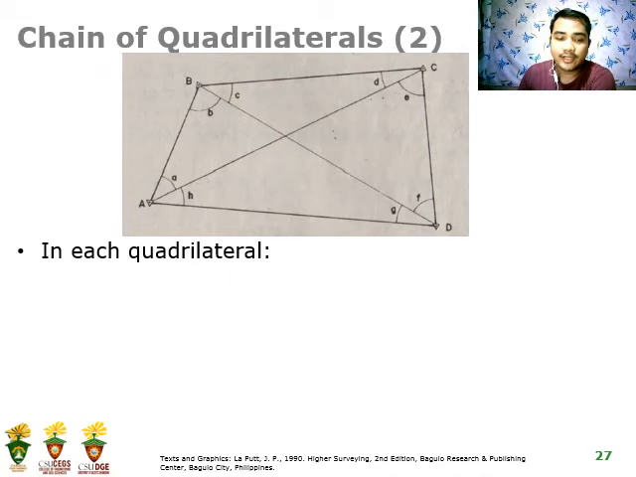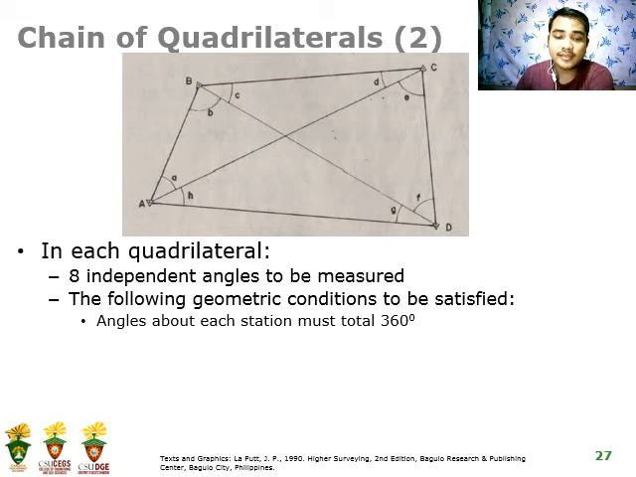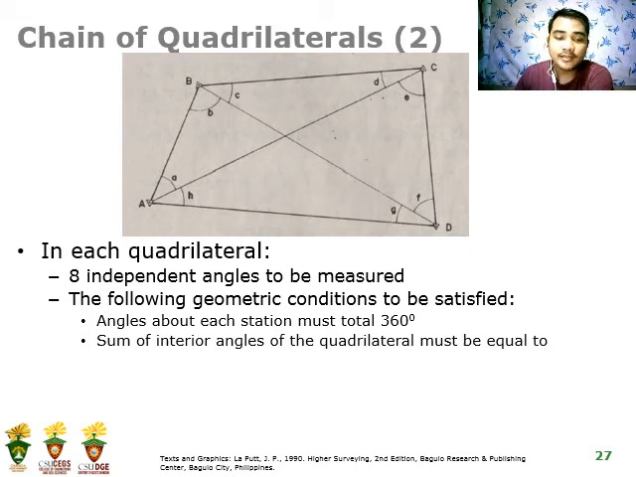So in each quadrilateral, there are 8 independent angles that are going to be measured, and the following geometric conditions must be satisfied in chain of quadrilaterals. First is the angles about each station must total 360, or kanang gitawag nato siya og station adjustment. The sum of the interior angles of the quadrilateral must be equal to, so this is the formula on how to get the interior angles of a polygon: n minus 2 times 180, or 360 degrees. So in this case, ang n is ang number of sides.